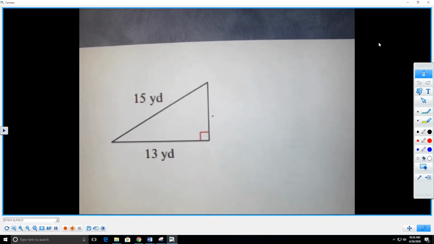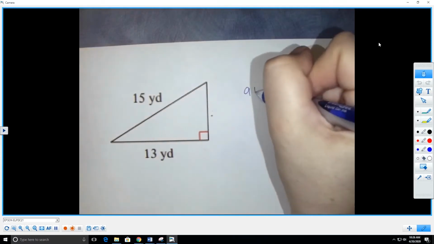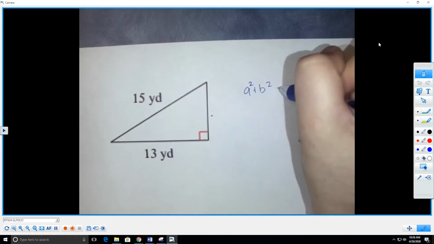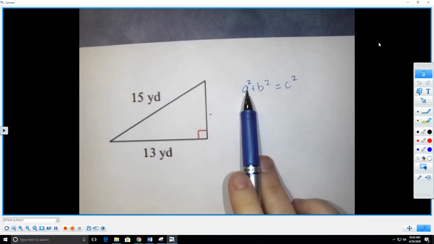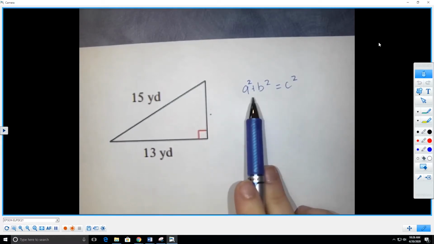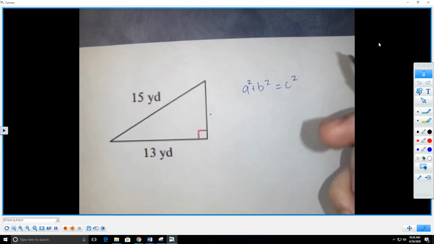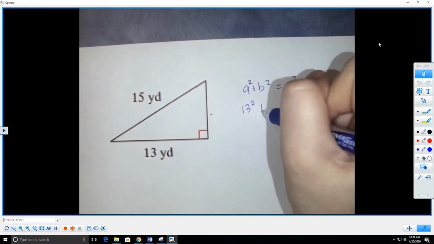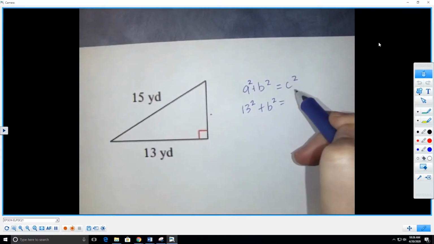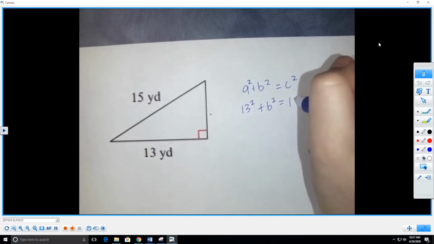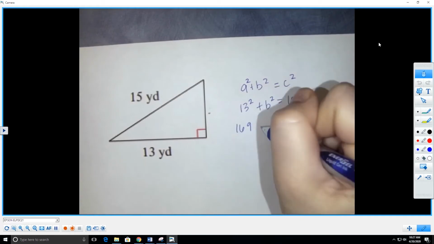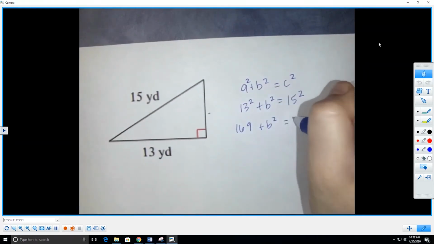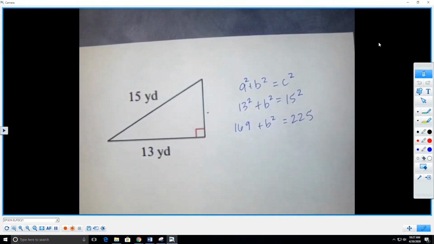So we can substitute into the equation to solve like this, right along with me. So we're going to always start with our Pythagorean theorem first. a squared plus b squared equals c squared. I'm going to plug in 13 for a, but remember it doesn't matter. I could leave a as a and plug in 13 for b. So I have 13 squared plus b squared, and then for c, I'm going to plug in 15. So I have 169 plus b squared equals 225.